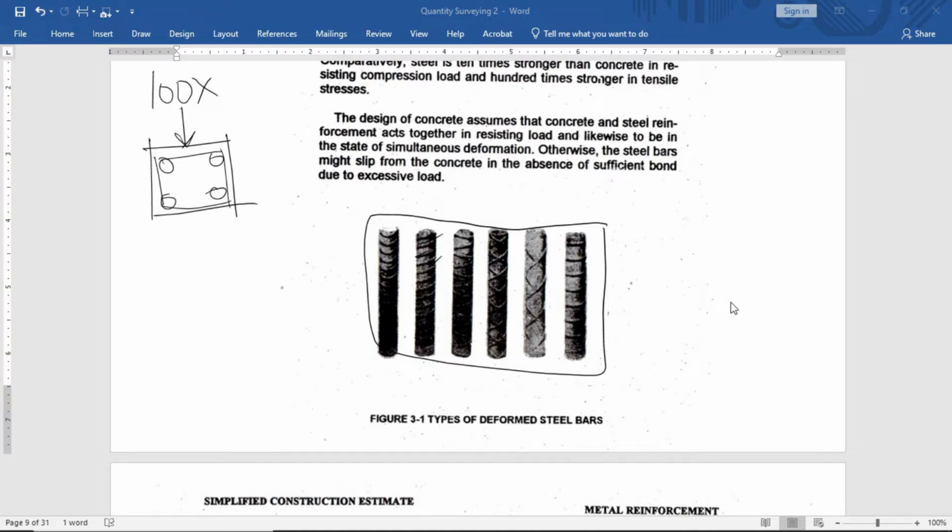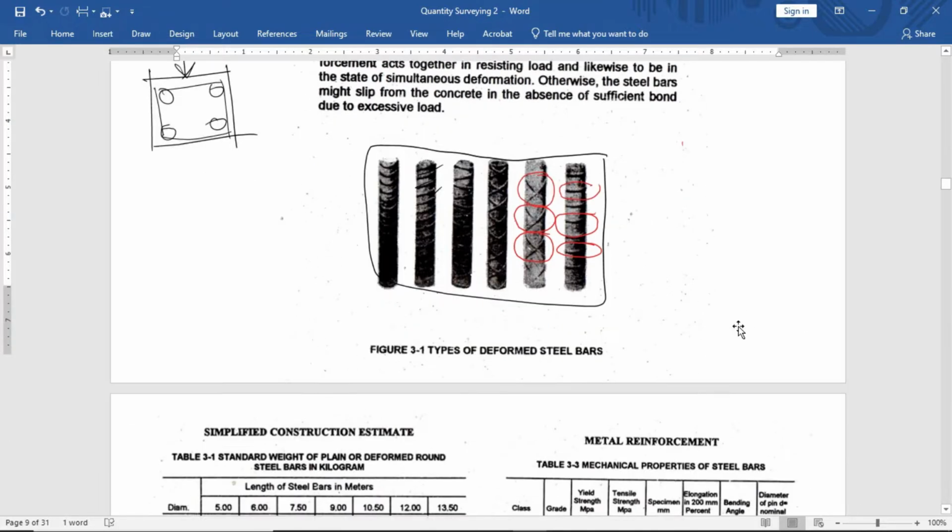So, ito yung mga typical nating deformed steel bars. Ang tawag dito, yan, sa mga ganyan natin, ay tinatawag natin surface deformation. Merong mga ganyan para mas kumapit yung concrete natin sa steel bars natin, para hindi sila agad-agad na maghihiwalay, para malakas yung kapit ng concrete natin sa steel bars.